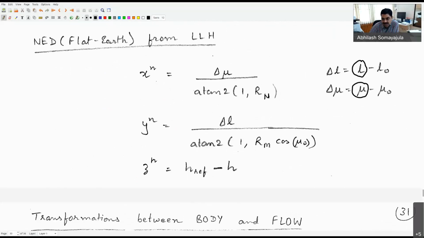So all I'm doing now is computing the delta L and delta mu by taking a difference between the measured longitude and the longitude of the reference point. Similarly, the latitude difference is measured as current latitude measured by the sensor minus the reference value of the latitude point, which I'm considering as origin. And then I can use these delta mu and delta L together with the expressions for Rn and Rm to find out what is my x coordinate in the NED frame, y coordinate in the NED frame, and z coordinate in the NED frame.